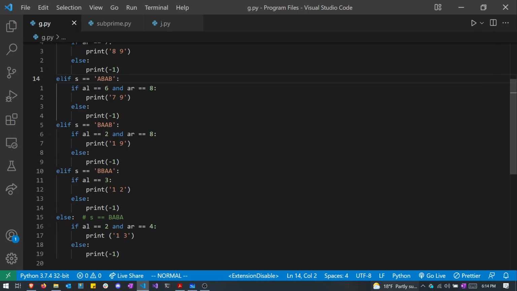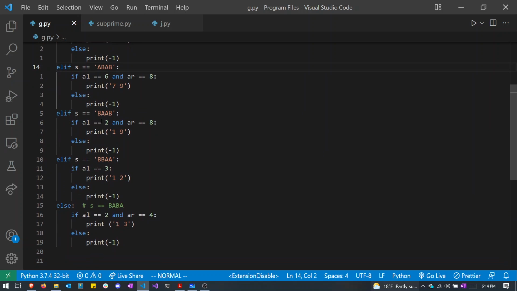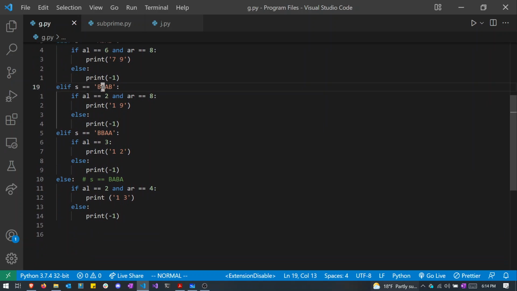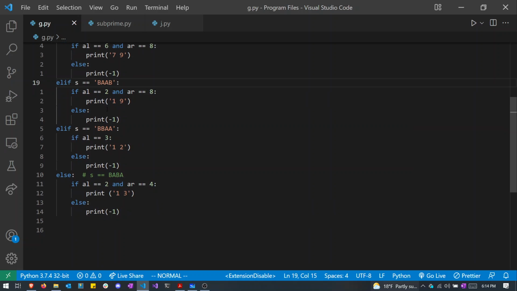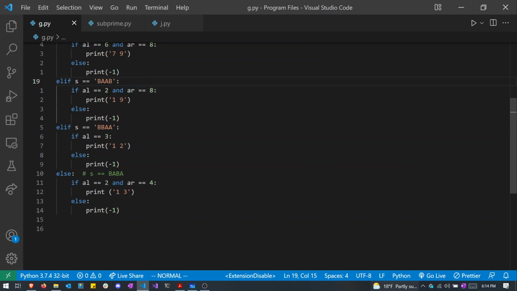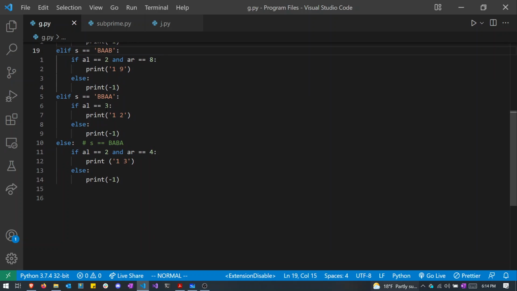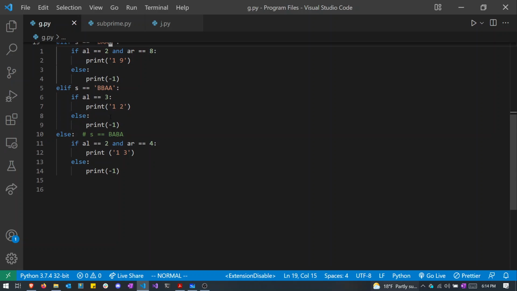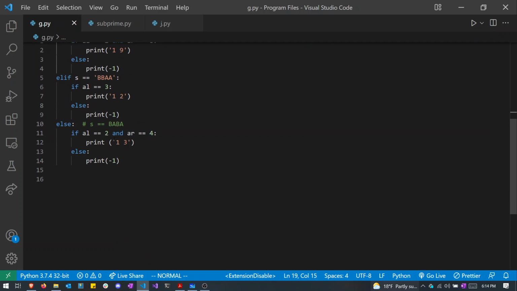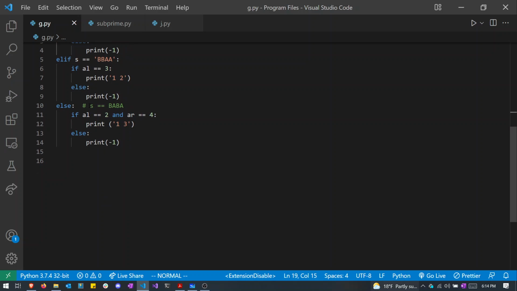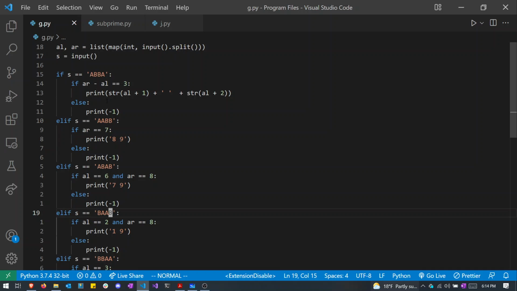Python syntax says elif is just an else if. So for this BAB, we know that if Alice's left card is 2 and right card is 8, then it can only be 1 and 9. Any other values, you can't determine what Bob's cards are. If AL equals 3, then it can be 1, 2. If AL is 2 and 4, print 1, 3. So BABA there.